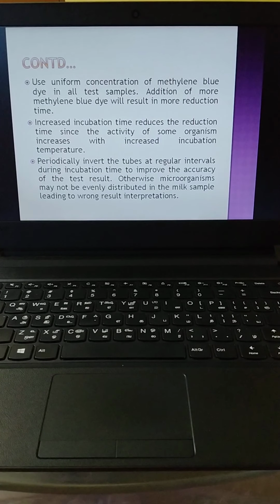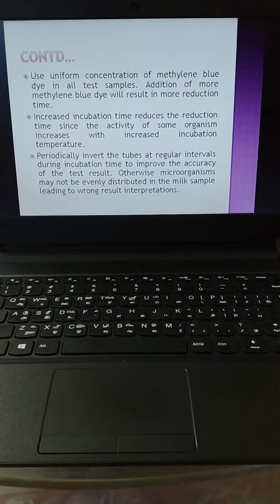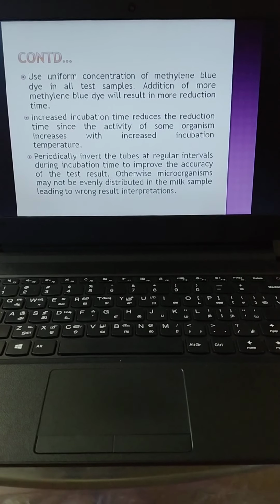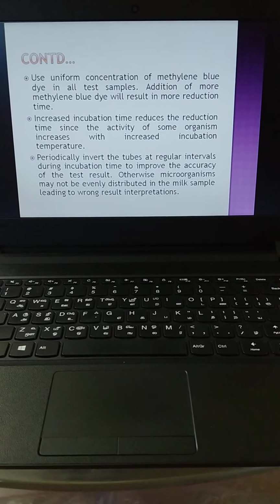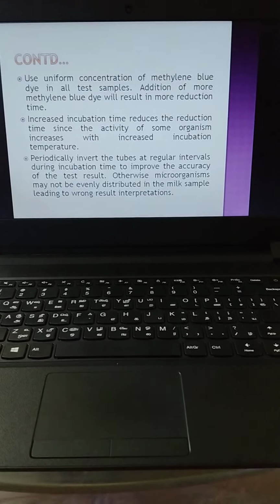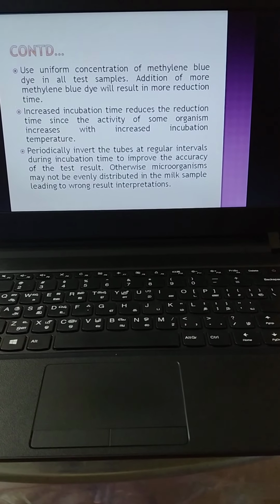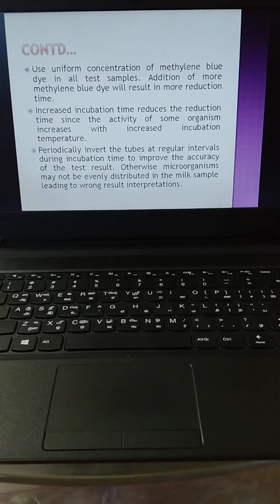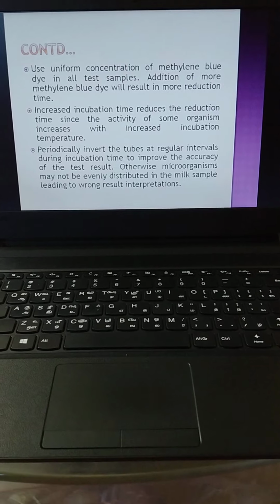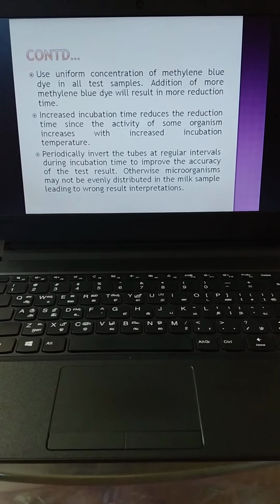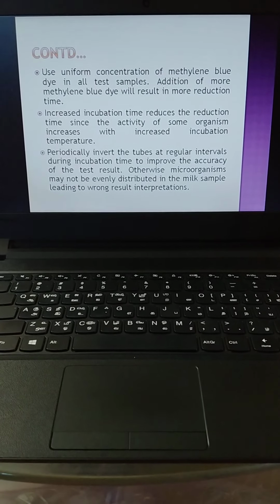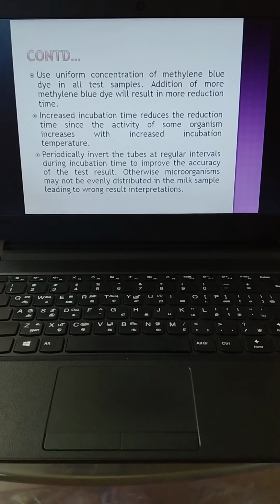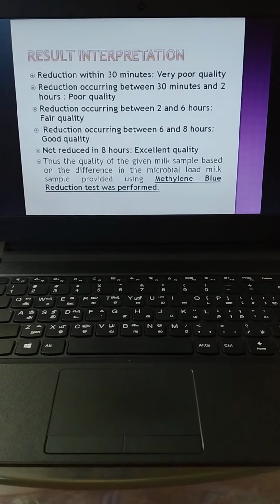What we'll have to do is periodically invert the tubes at regular intervals during the incubation time so that we can improve the accuracy of the test result we are going to obtain. Otherwise, the microorganisms will not get evenly distributed in the milk sample. When that happens, we will not get a proper result from the milk sample to check the quality of the milk we have taken.